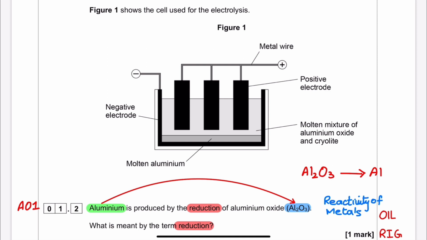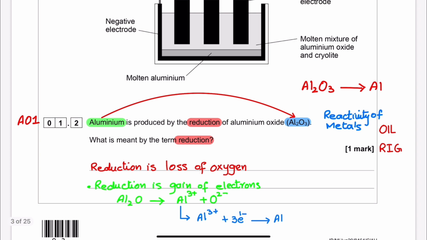We have a simple term, OIL RIG. OIL RIG means oxidation is loss of electrons and reduction is gain of electrons. We can use the same definition here also, but it is very obvious from this equation. In aluminium oxide, aluminium is reduced by losing the oxygen. Let's see the model answer. Reduction is the loss of oxygen. Or the other definition is reduction is the gain of electrons.